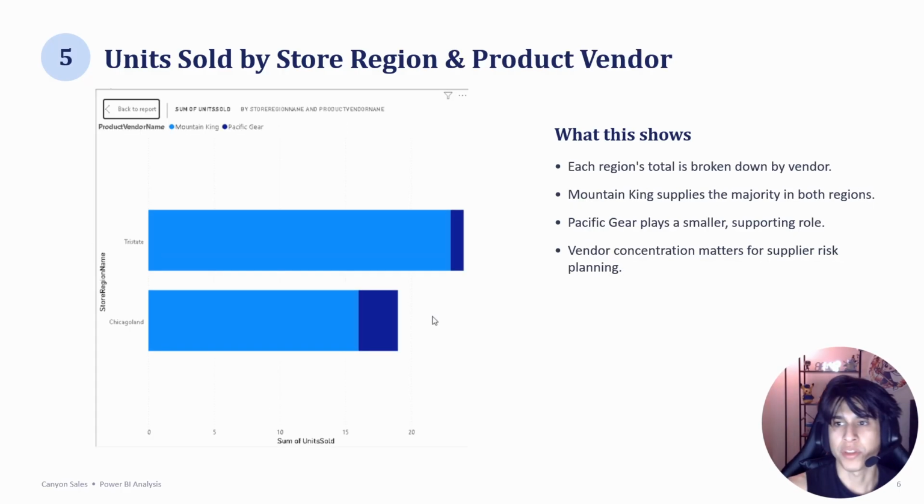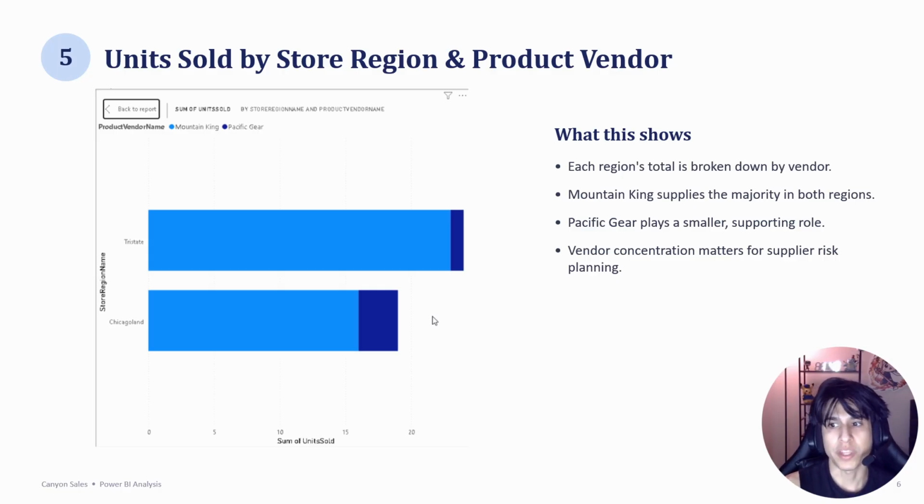The final graph that I want to talk about is the regional view with another layer added, our product vendors. It is a stacked bar chart, so each region total is broken down by which vendor supplied those units. And as you can see, the pattern is consistent across both regions. In both the Tri-State and Chicagoland, we see that Mountain King is supplying the majority of the units, while Pacific Year is contributing less. This stacked format makes the concentration easy to see at a glance. Mountain King is clearly our primary source of units, and Pacific Year plays more of a supporting role.